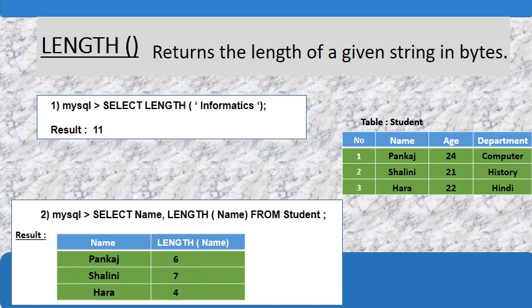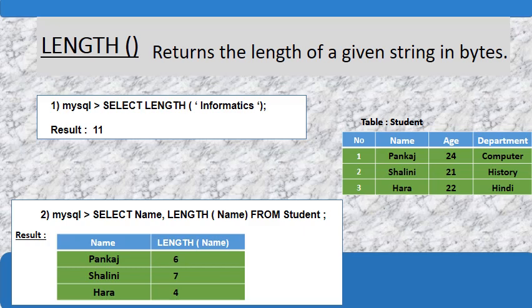Now second example that refers to the given table student. We can check the query. Select name, comma, length of name from student. This query is for displaying the name and length of each name from the table student. Here the table contains 3 names. So this query will output each name with its length.